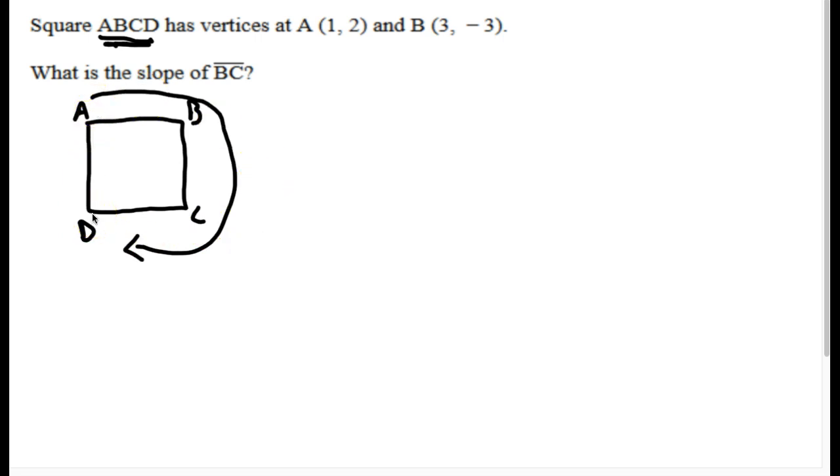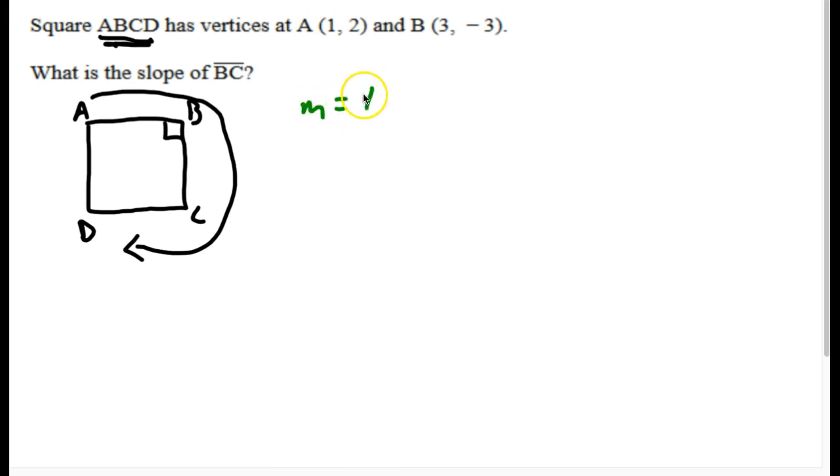So if we are given the points for A and B, and I want to find the slope of BC, what I know about a square, or even a rectangle, is that consecutive sides, sides that are right next to each other like that, are perpendicular. In terms of slope, that means opposite reciprocal. So if I find the slope of AB, then I just take the opposite reciprocal to get the slope of BC.